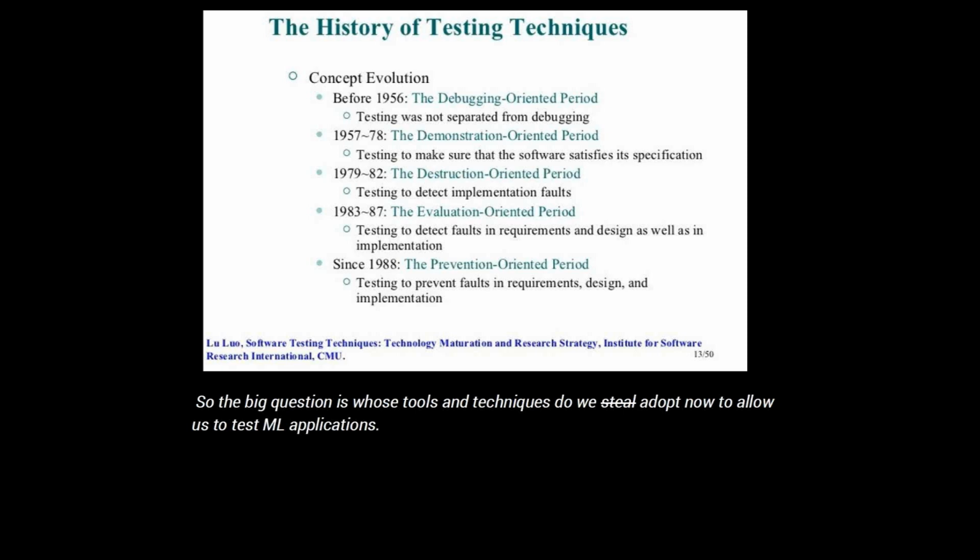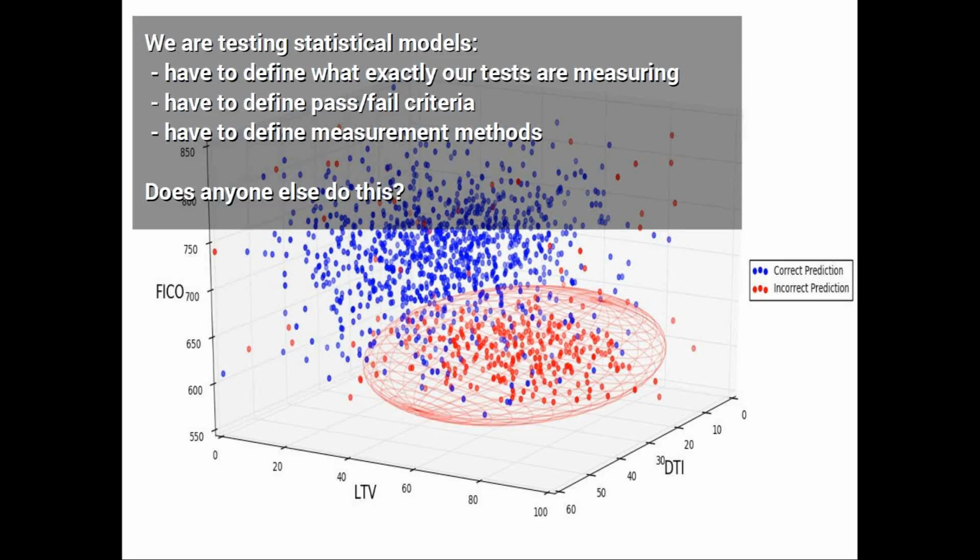So what's the next thing we need to incorporate? Well, we're testing statistical models. So we have to define what our tests are measuring. We have to define what it means for tests to pass or fail. We have to figure out how to measure this stuff. We don't want to reinvent the wheel. So does anybody actually do this that we can borrow from? And the answer is yes.